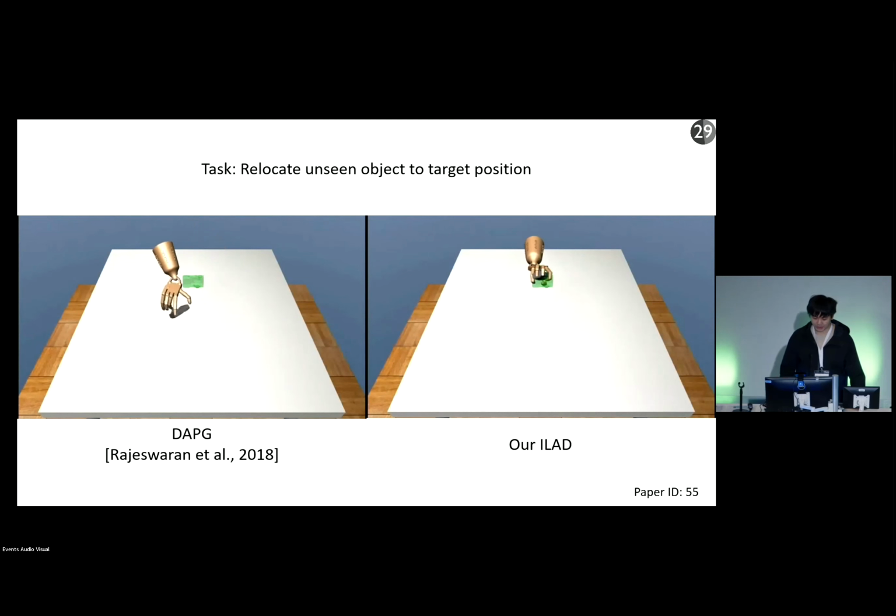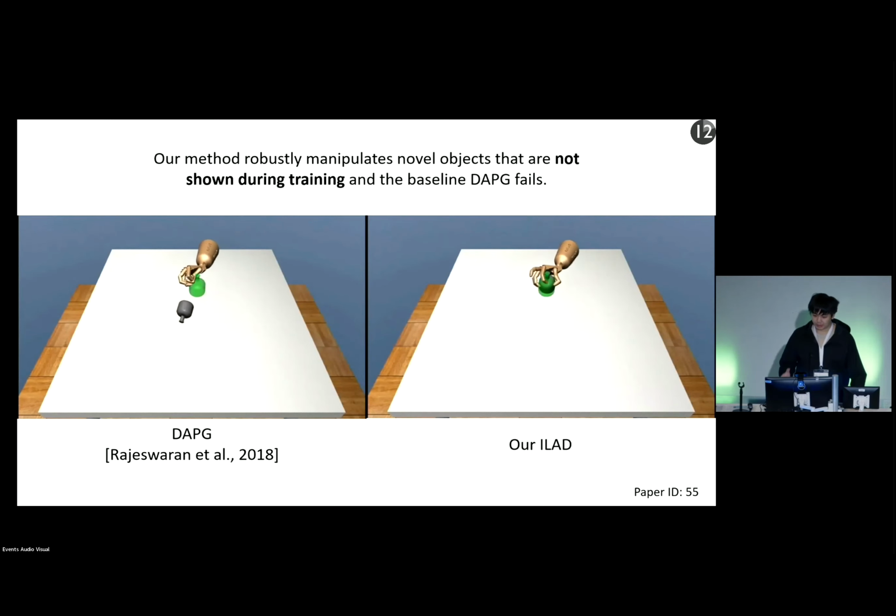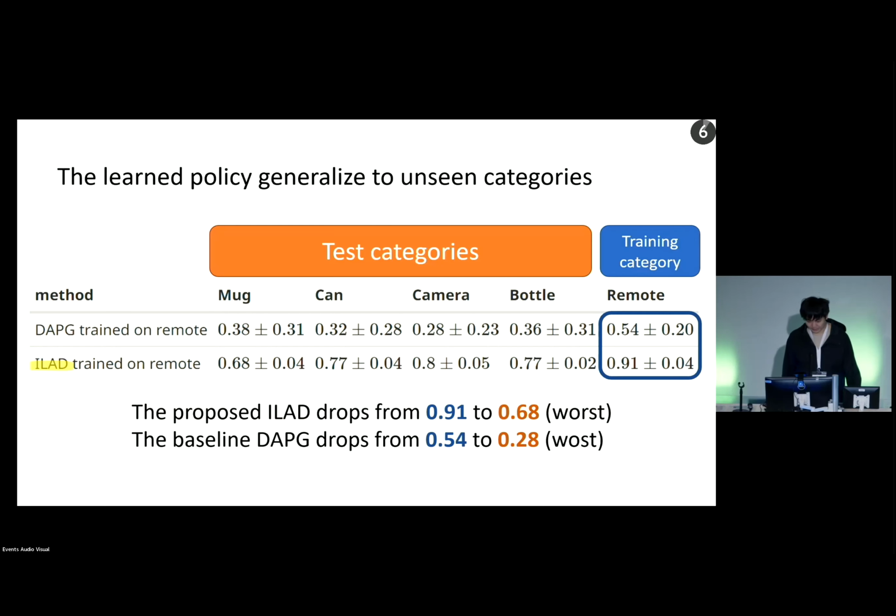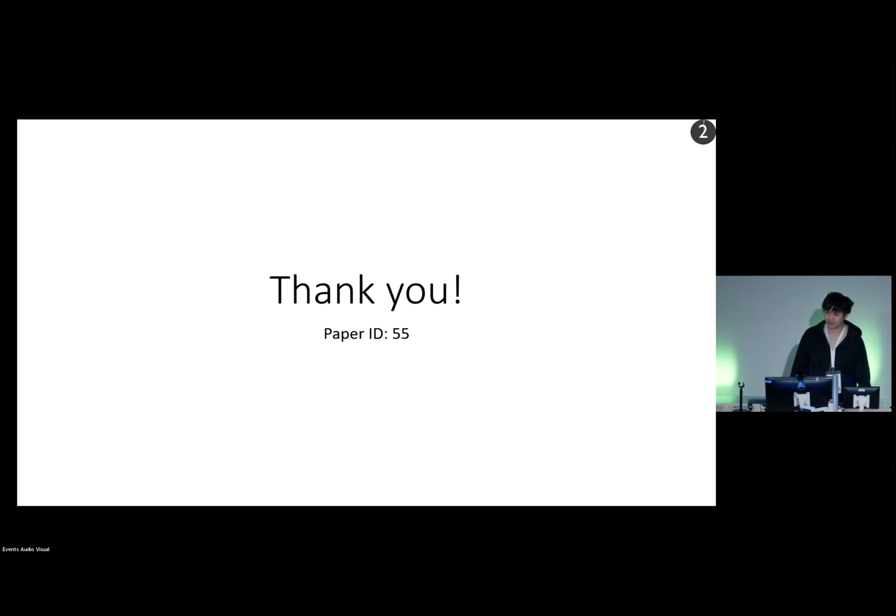In the visualization, we show that the baseline is not able to perform well on the task because we use a different object from the training environment. And our method is able to generalize well to unseen objects. The task is that we want to relocate the object from one location to another. And we're also able to generalize to unseen categories. Yeah, thank you so much.